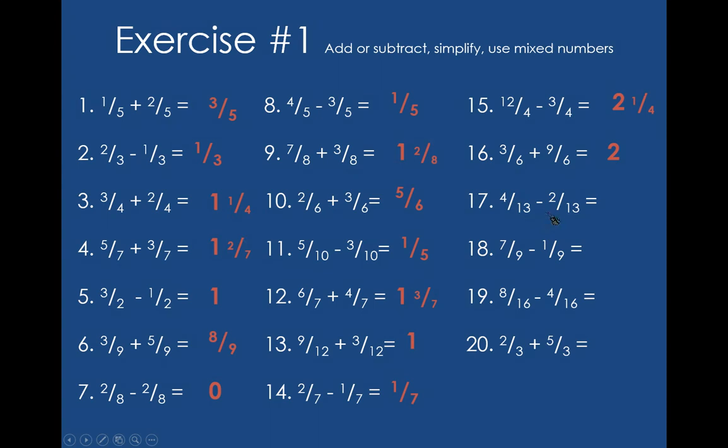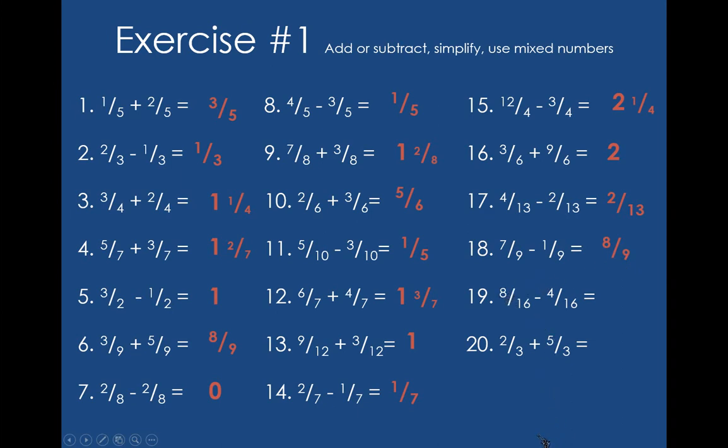4/13 minus 2/13. We just subtract the numerators, then copy the denominator. 2/13. This next one is 7/9 minus 1/9. 8/9. It gets faster as we go, no?